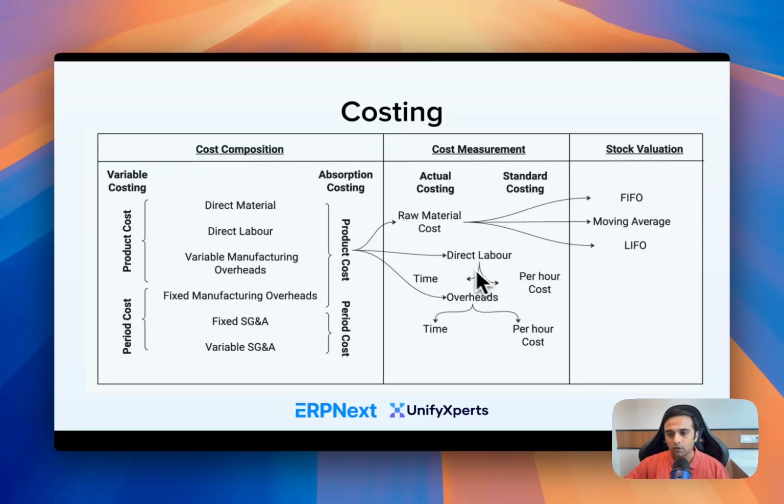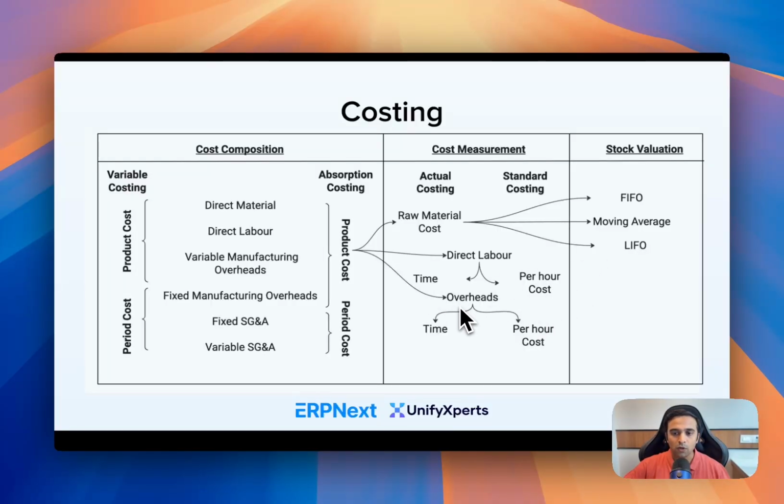So as you can see, for the direct labor part, ERPNext uses a hybrid of actual costing of time, because it uses actual time that the workers or employees spend on manufacturing that particular finished goods. But when it comes to per hour cost, it is an estimated cost, because the cost can vary for multiple reasons. Different employees may have different hourly cost and many other reasons.